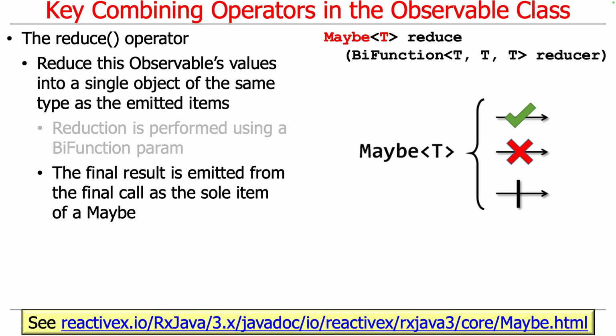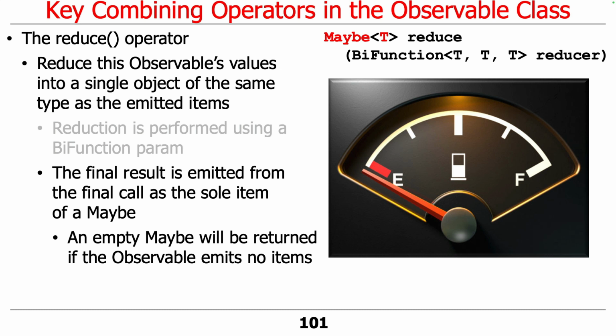So the final result is emitted from the final call as the one and only item of a Maybe. And you can see that a Maybe either gives you a value or it doesn't give you a value. So if there's nothing there, it doesn't give you a value at all. An empty Maybe will be returned if the observable emits no items. So if you have an observable that's zero sized for whatever reason, because the list or the input source you gave it didn't have any values or elements, then you'll get an empty Maybe.